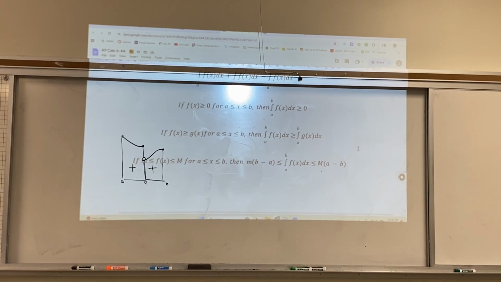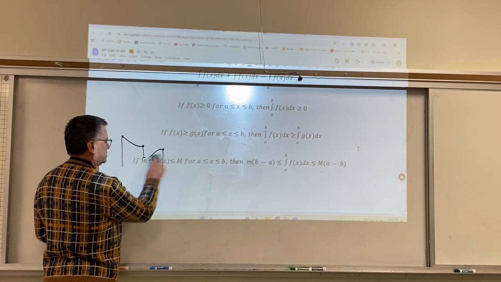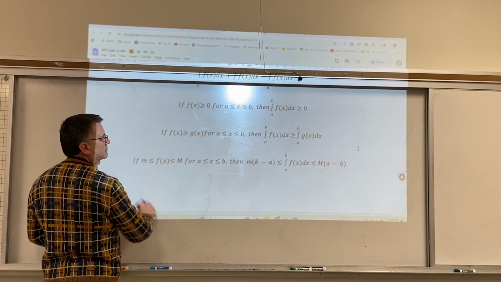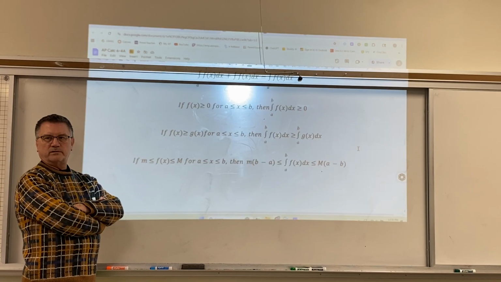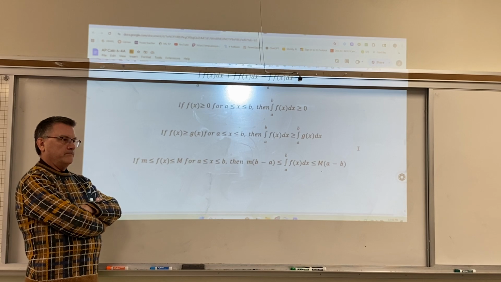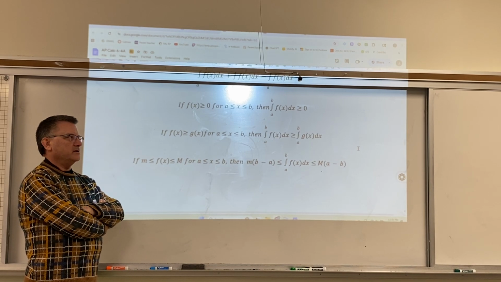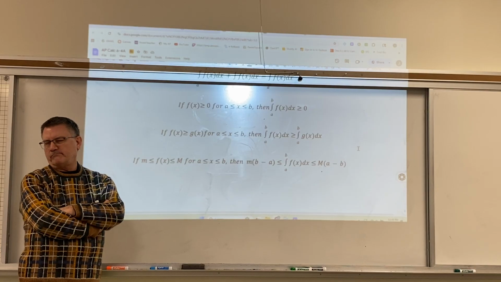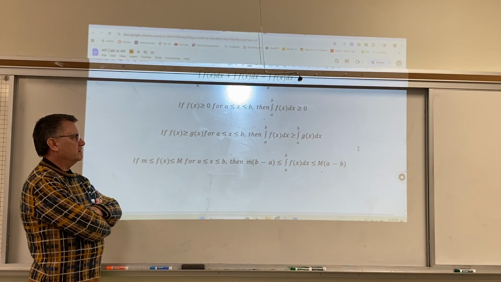So, if a function is greater than 0 in the interval I'm interested in, then its integral will be greater than or equal to 0. I don't know how many times knowing that is going to save you. It's true, yes, it's true.